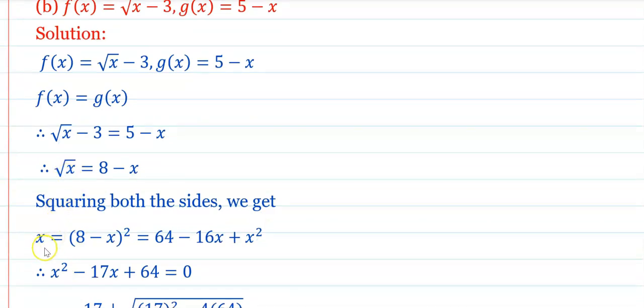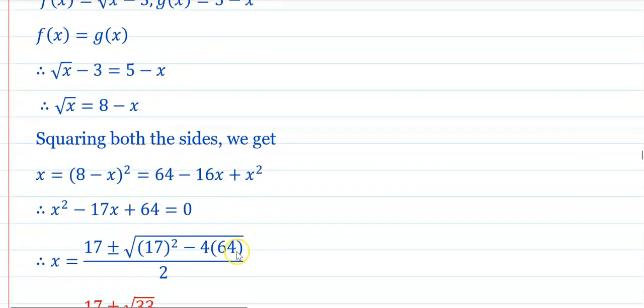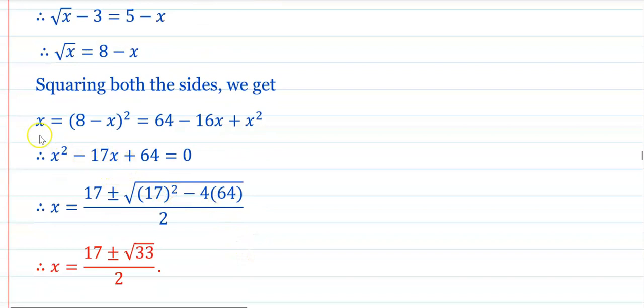root x चा square काय होणार तर x, 8 minus x bracket square means what, that is a minus b bracket square, 8 square that is a 64 minus 2 into 8 into x, that is a minus 16x plus x square. Okay, आणि नंतर ते पुन्हा सिम्प्लिफाय करणार, हा x square पुन्हा आपण या बाजूला आणणार, हा x आपण इकडे आणणार, minus 16x will become minus 17x and hence you will get x square minus 17x plus 64 that's equals to 0.